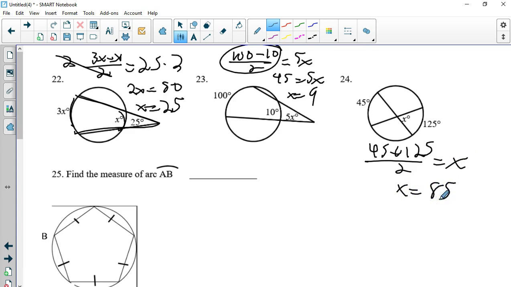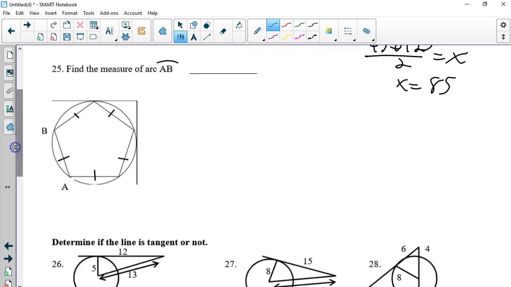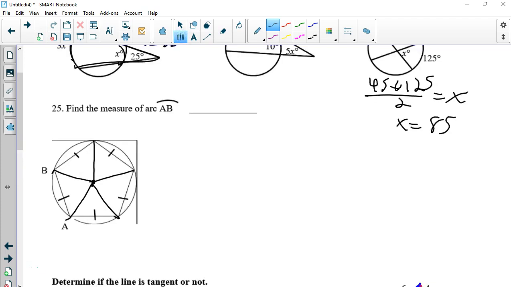Find the measure of arc AB. Well, what we have here inscribed in the circle is a regular pentagon. It's regular because all of the sides are equal, which also means all the angles are equal. So I'm going to just show you how inside this regular shape, this five-sided shape, there are 5 regular triangles. And since they are all triangles in there, each one of these angles is congruent. These are 5 equal triangles.